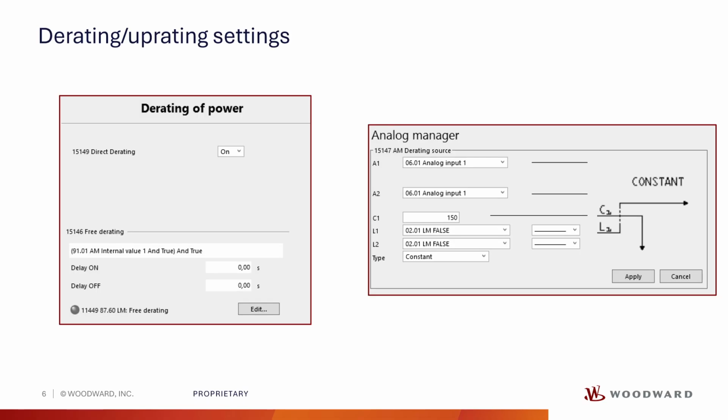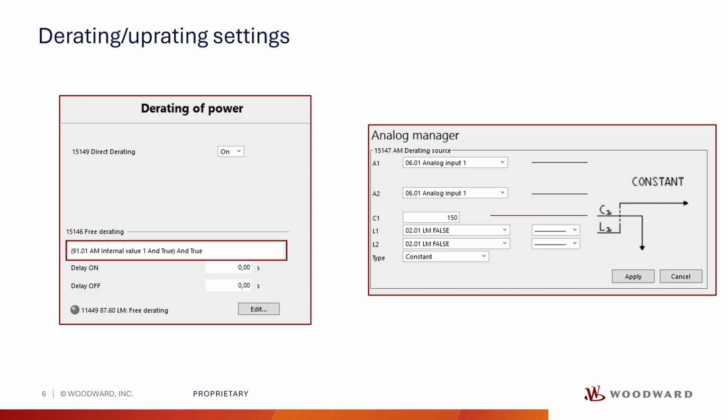We will now go through the parameters that need to be set in the controller. First, go to the derating power section and set the direct derating parameter to on. This will cause the analog manager derating source, visible on the right, to directly specify the change in rated power. If we set the value C1 to more than 100%, it will be an uprating; if less, it will be a derating. Then set the logic manager as shown in the attached figure.